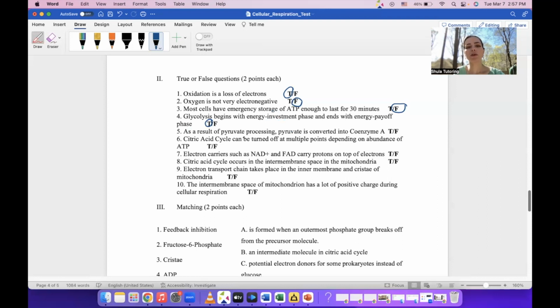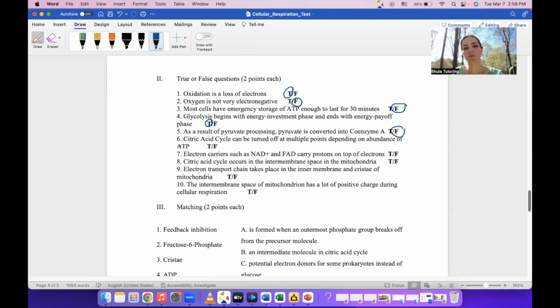As a result of pyruvate processing, pyruvate is converted to coenzyme A. So it's not true. Coenzyme A is actually the enzyme that does the work of pyruvate processing. And the final product of this reaction is acetyl-CoA. So that's not true, that's false.